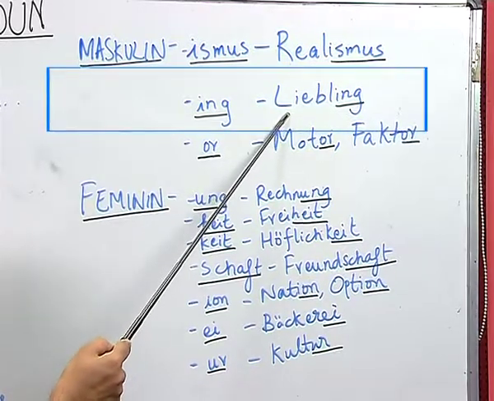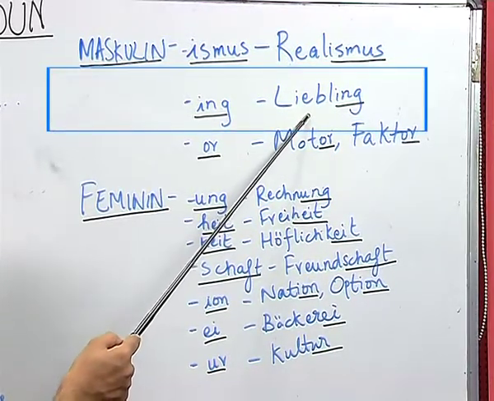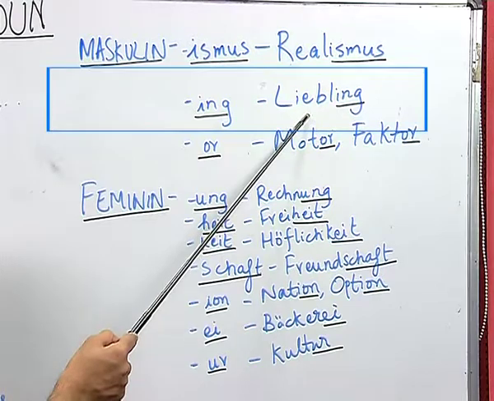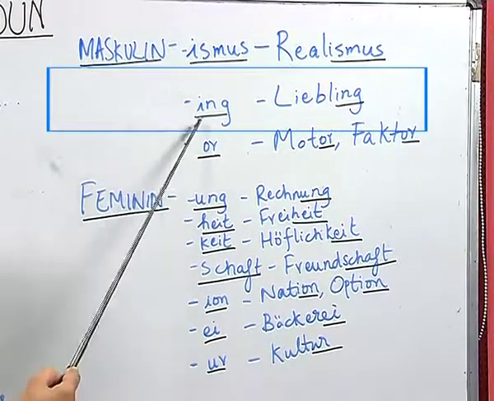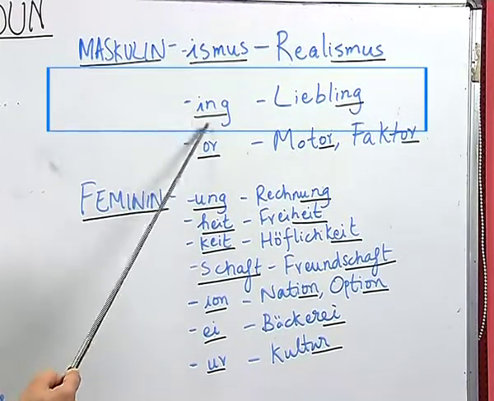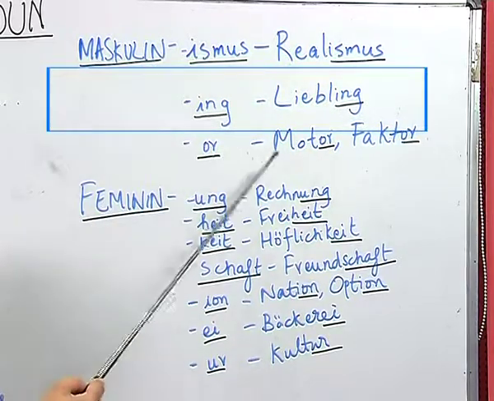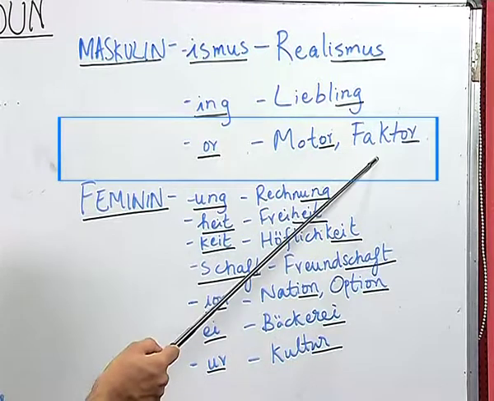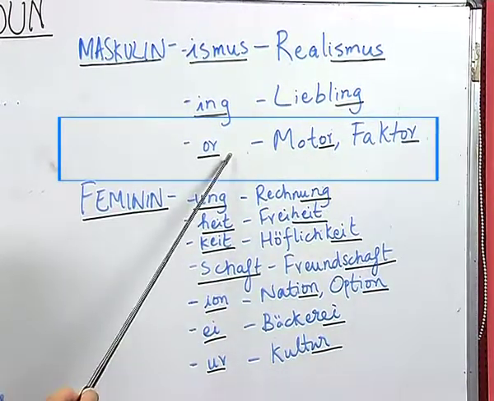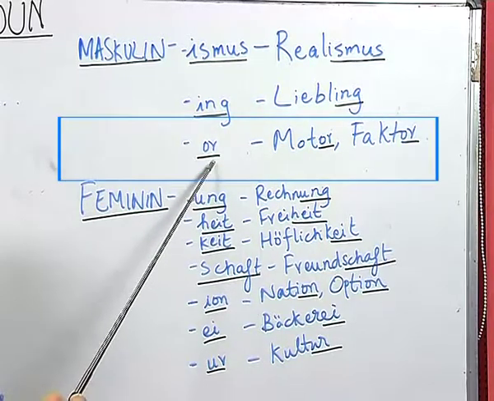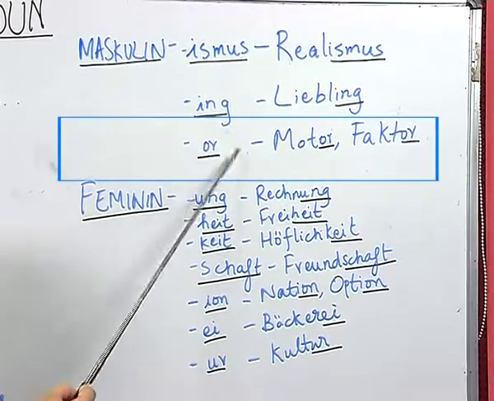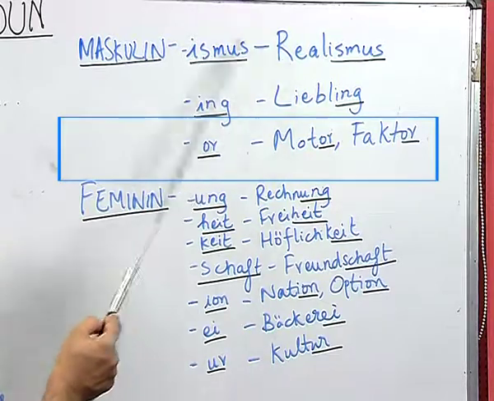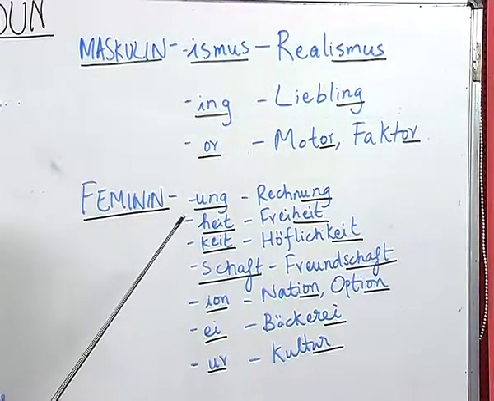In the same way, this noun will carry the article der because of the ending which belongs to the masculine category. And here we have words Motor, Faktor, which carry the ending -or, as you can see. So, any nouns ending with these endings always carry the masculine article.